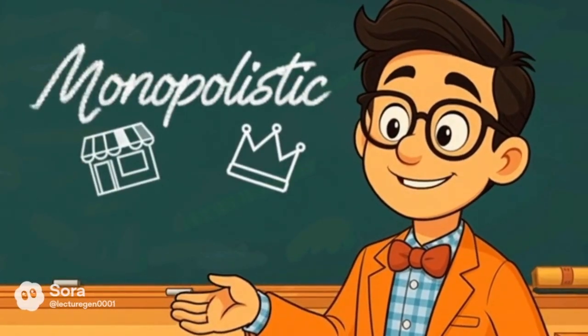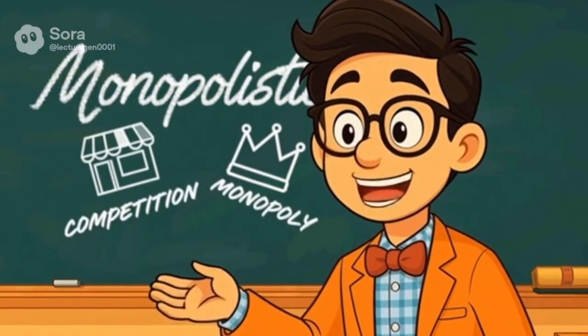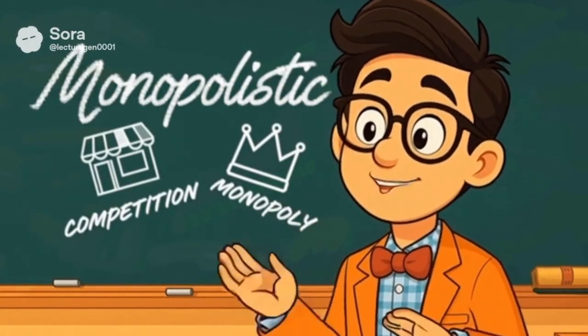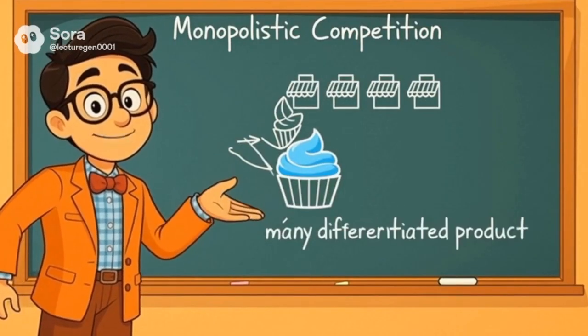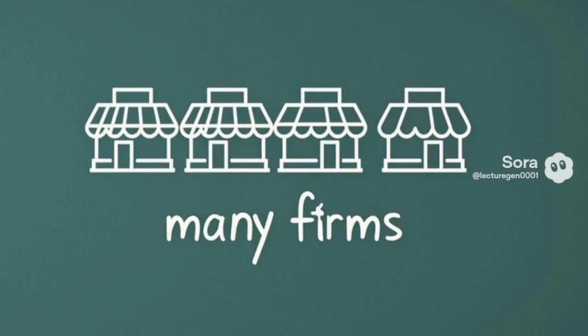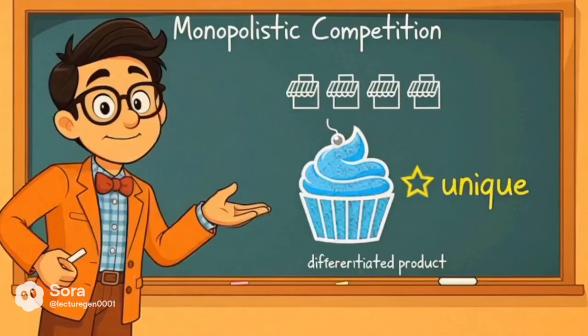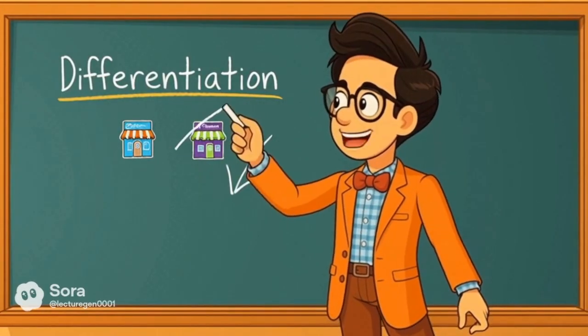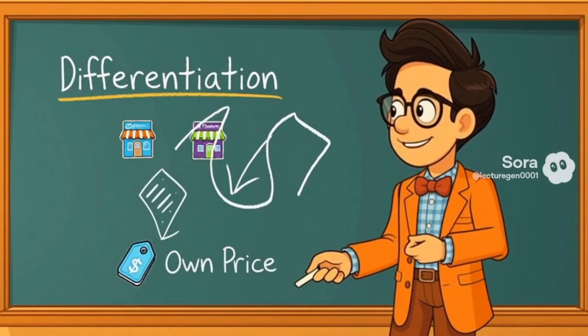Welcome back, everyone. Today we're exploring monopolistic competition, a market structure that blends features of both competition and monopoly. In monopolistic competition, we have many firms, but unlike perfect competition, each one sells a differentiated product, something slightly unique. That differentiation gives each firm some market power, allowing it to set its own price, just like a small-scale monopoly.